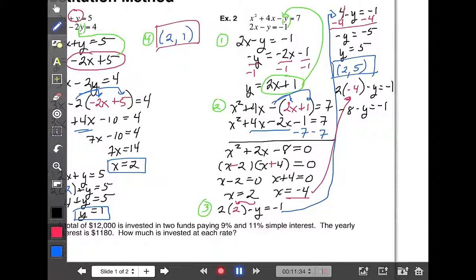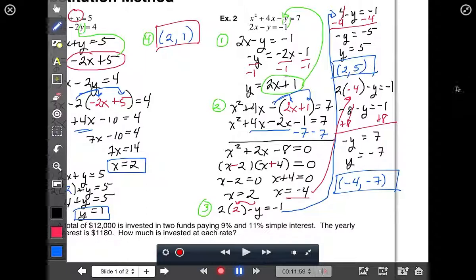We are going to add 8 this time to both sides. And we end up with a negative y equals positive 7. So what does y equal? Negative 7. So that means our ordered pair would be when x is negative 4, y is negative 7. So there's your second answer. So let's keep that in mind, and we are going to look at our calculator.